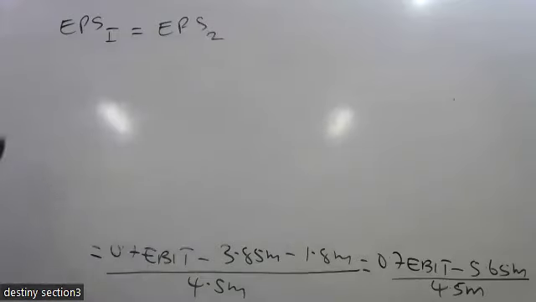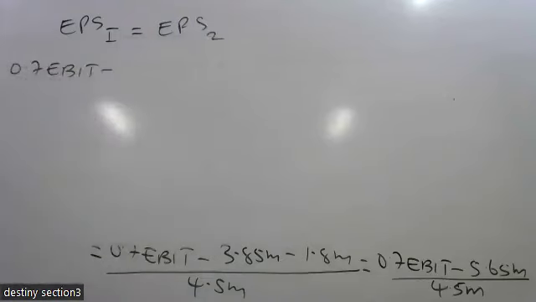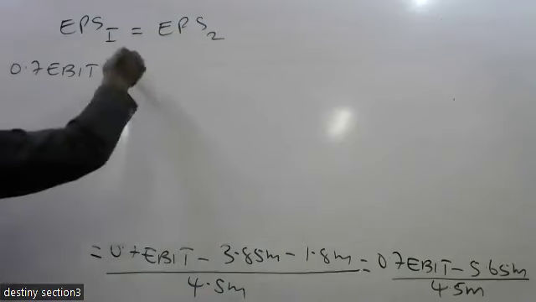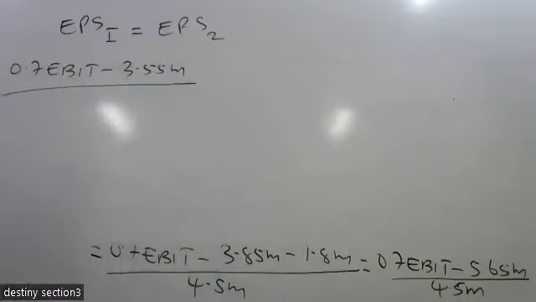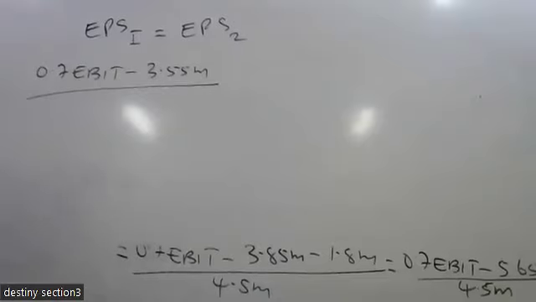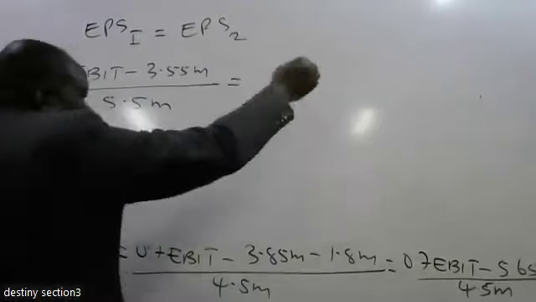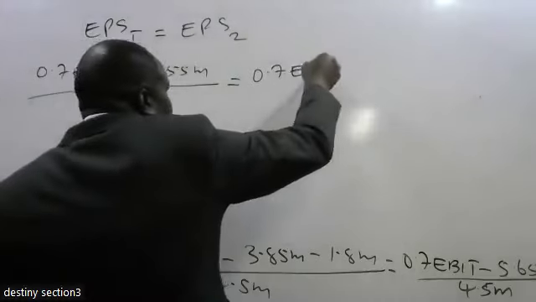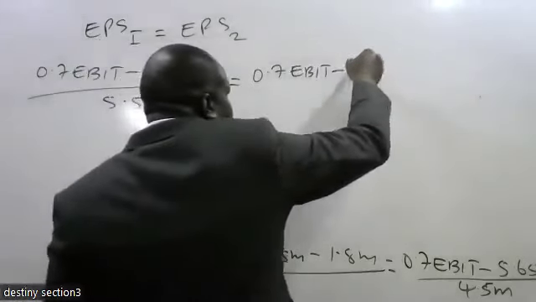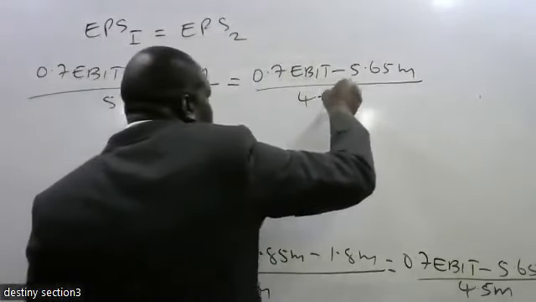So the one for option one was 0.7 earnings before interest and tax. We want to subtract how much? 3.55. Then you are supposed to divide by what figure? 5. So this one is 0.7 earnings before interest and tax minus 3.55, and we also divide by 4.5. The other one is 0.7 earnings before interest and tax minus 5.65, divided by 4.5.